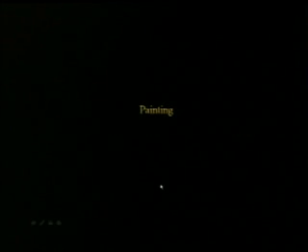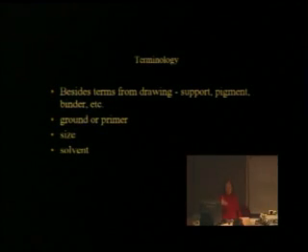We won't get through with it today. And start talking to you about some of the different materials that are used in painting. Many of the terms that I defined for you for drawings also apply to painting. The term support means the same thing. It's the surface that the artists are painting on.